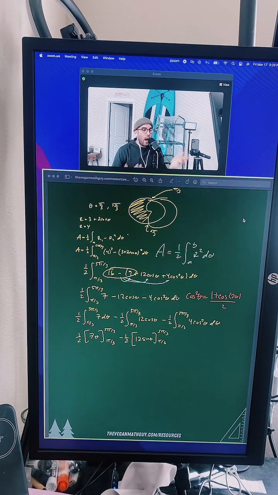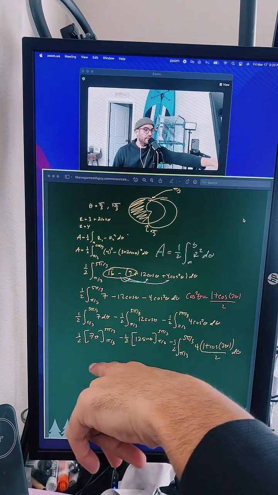Okay, so I'm going to go ahead and rewrite that. I still have 1 minus 1/2 integral from pi over 3 to 5 pi over 3 of 4 times (1 plus cosine 2 theta) over 2 d theta. Okay, let's simplify some stuff. Let's just figure this out already.